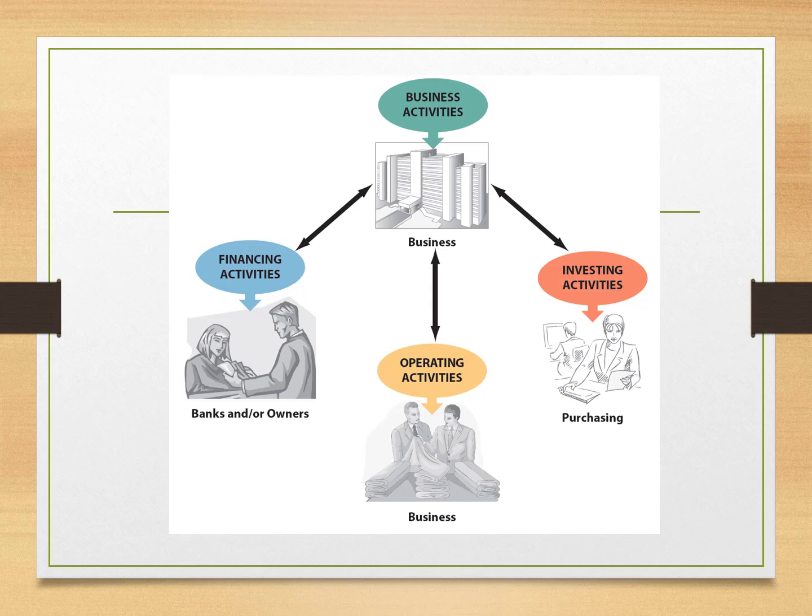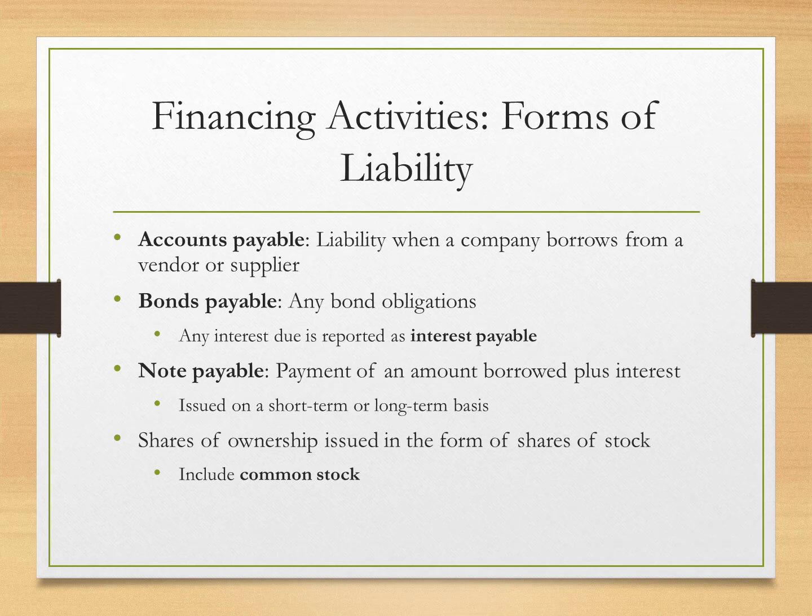Let's spend a few minutes and talk about the details related to each of these activities. When we talk about financing activities, we're talking about two primary forms. What's identified here is liabilities, as well as what we call contributed capital or common stock.